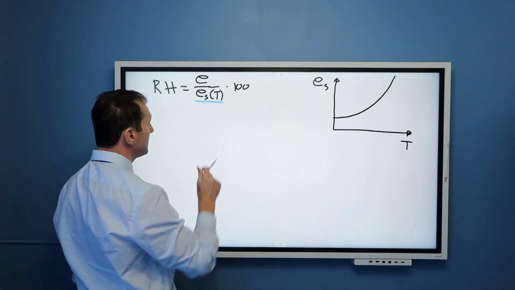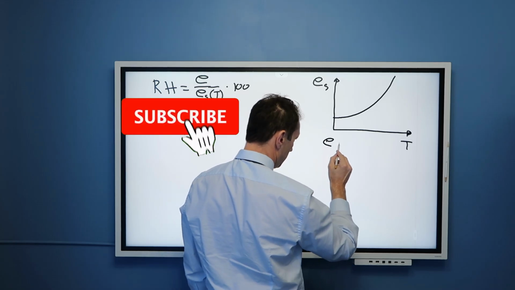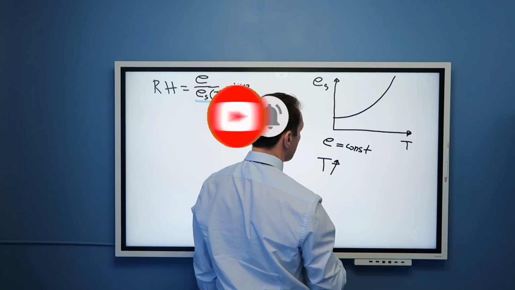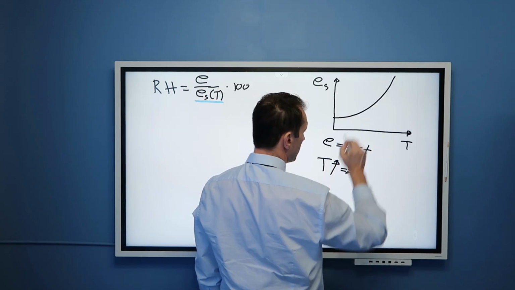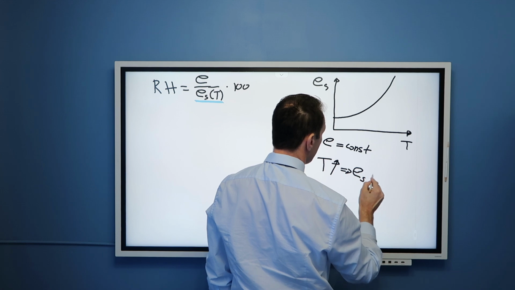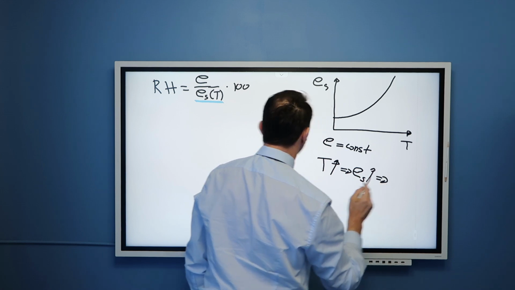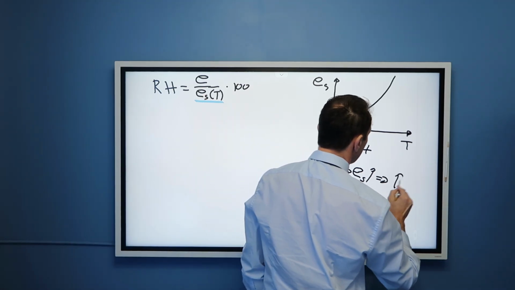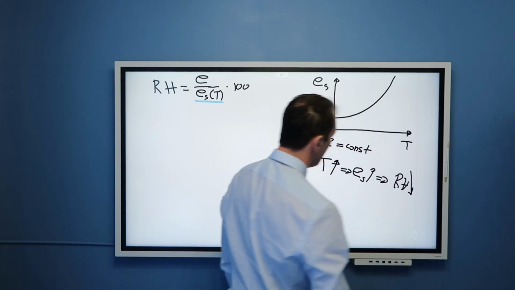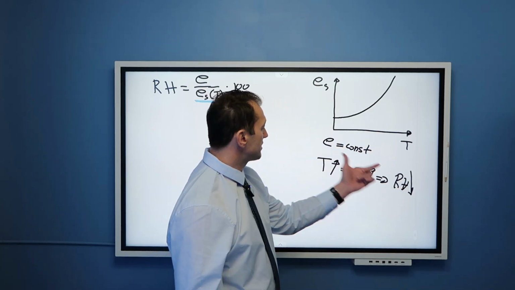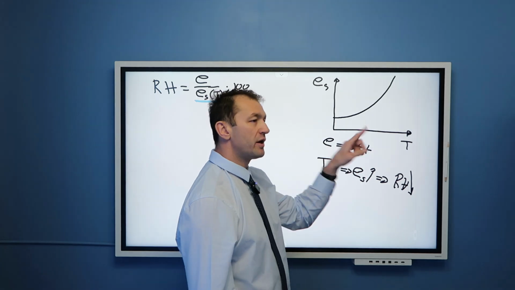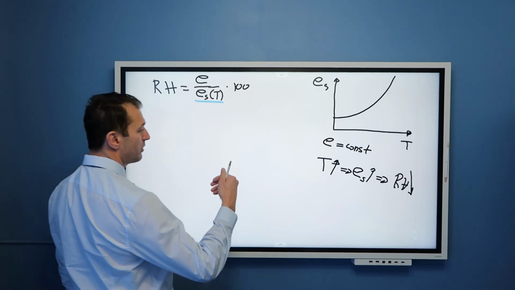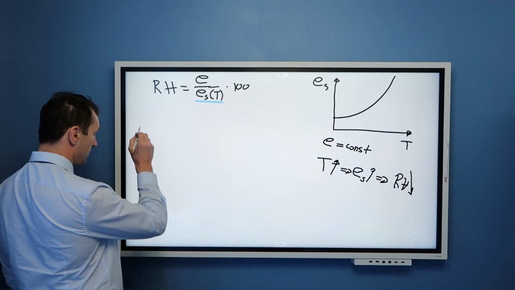So that means if we keep E constant, but we decide to increase temperature, that will immediately, from this relationship, result in ES being increased. But from this equation you can see if ES increases, relative humidity will decrease. So relative humidity will decrease despite the fact that we did not add or remove any moisture from the air. And that can be problematic when we want to understand how much moisture is in the air.